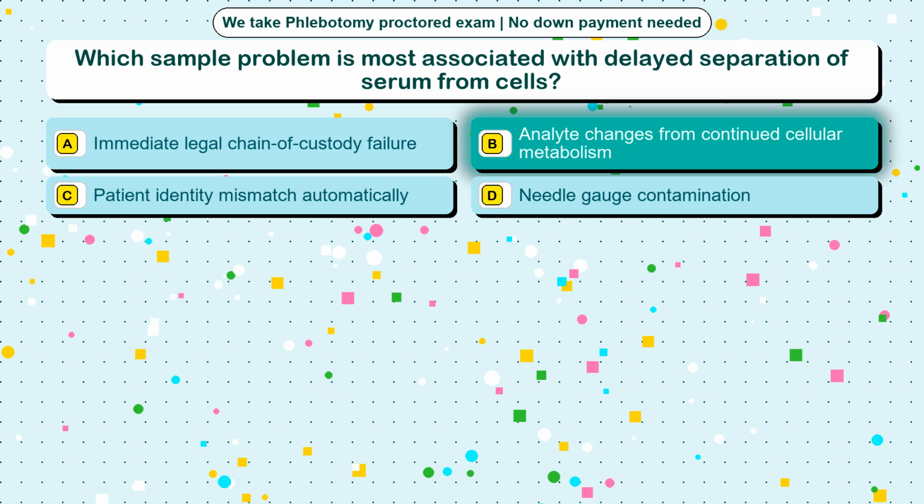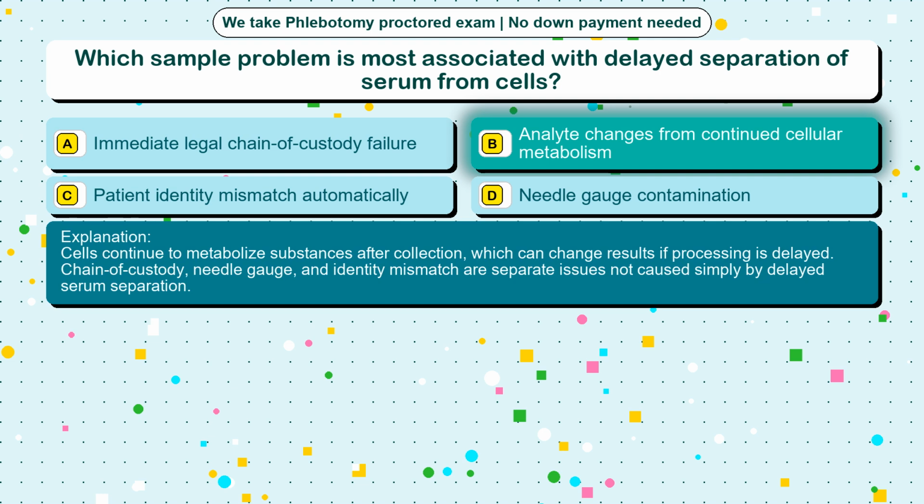The correct answer is option B, analyte changes from continued cellular metabolism. Cells continue to metabolize substances after collection, which can change results if processing is delayed. Chain of custody, needle gauge, and identity mismatch are separate issues not caused simply by delayed serum separation.